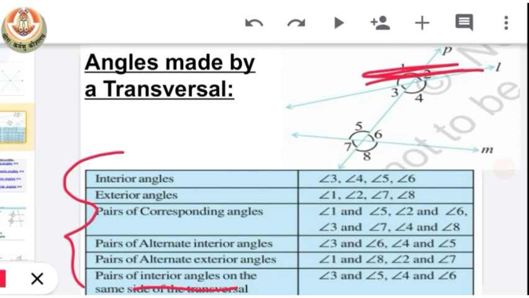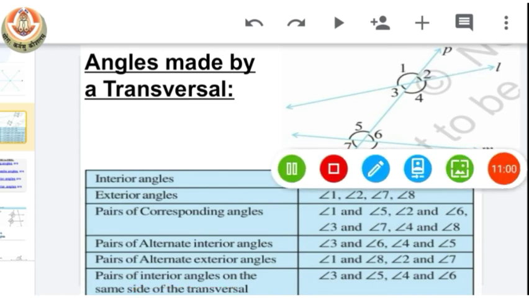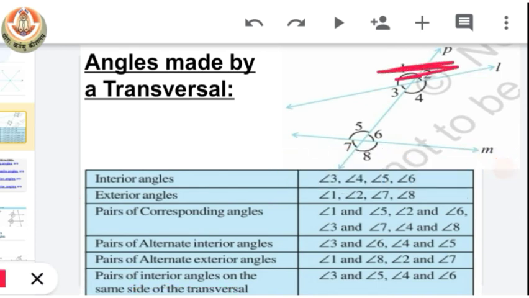Second term is, okay, so we have to only look for interior angles. Now the second more important term is on the same side. Okay, so that means 3 is making with 5 and 4 is making with 6 a pair of interior angles on the same side of the transversal.